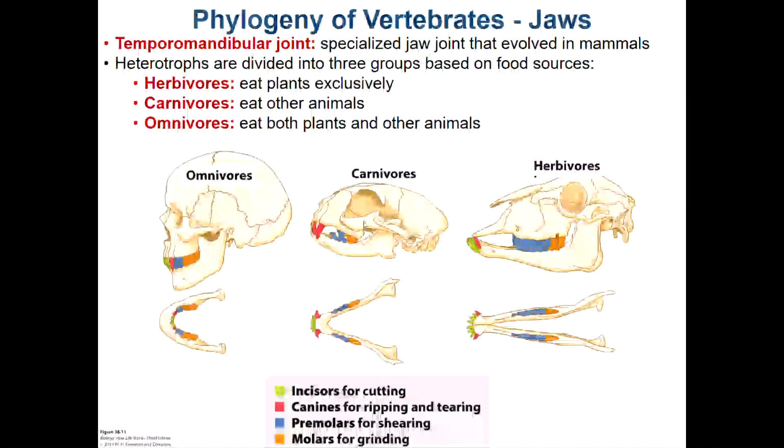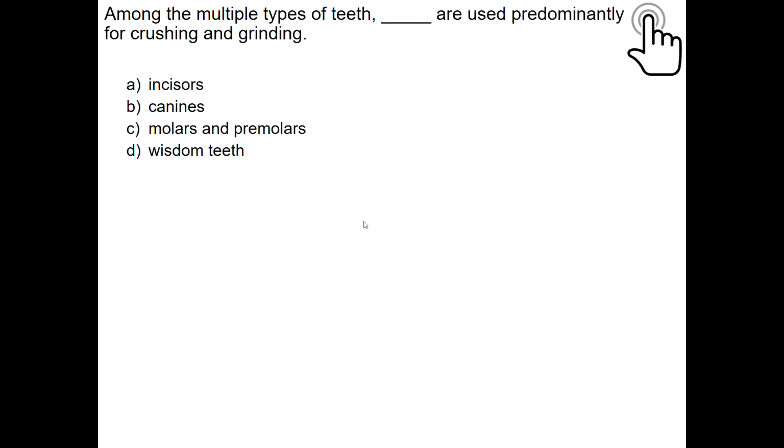So we have another question. Our second question for the day. Among the multiple types of teeth, blank are used predominantly for crushing and grinding. A, incisors. B, canines. C, molars and premolars. Or D, wisdom teeth. So pause the video and answer the second question below.